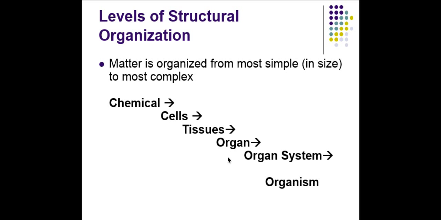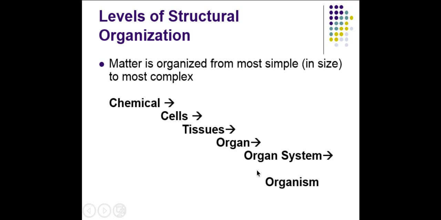An organ is two or more tissue types that work together for a common function. So I'm going to give you the example of the heart. The heart has 3 layers to it, and those layers are made up of different types of tissue. We have endothelial tissue, which is on the inside. We have muscle tissue in the middle, and then we have what's called connective tissue on the outside. So 3 different types of tissues working together for the function of the heart, which is to pump blood.